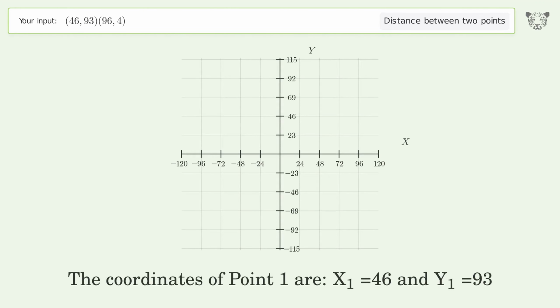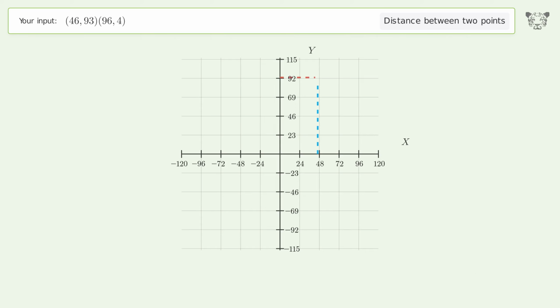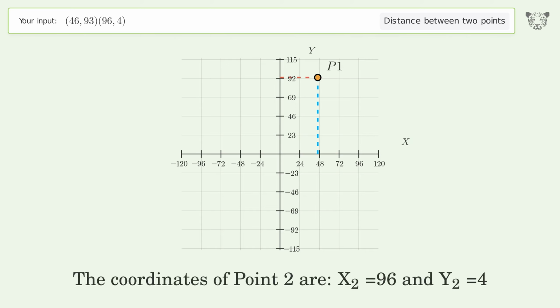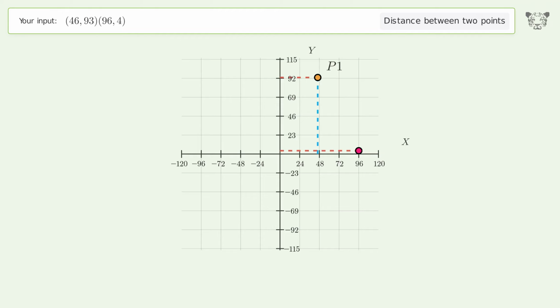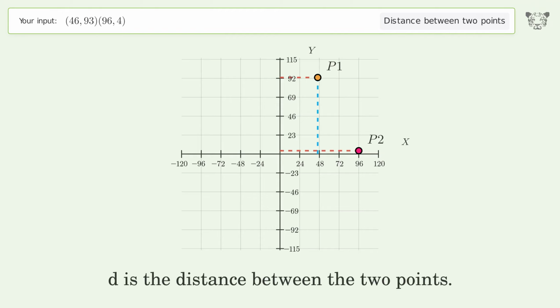The coordinates of point 1 are x1 equals 46 and y1 equals 93. The coordinates of point 2 are x2 equals 96 and y2 equals 4. D is the distance between the two points.